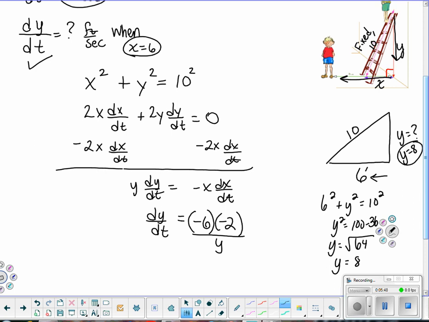So now we've got our y figured out, so dy/dt equals positive 12 divided by 8, which could reduce down, divide by 4, so 3 over 2 feet per second. That is part A. Oh, I should have had dy/dt being negative, huh? Why did that not work for me?